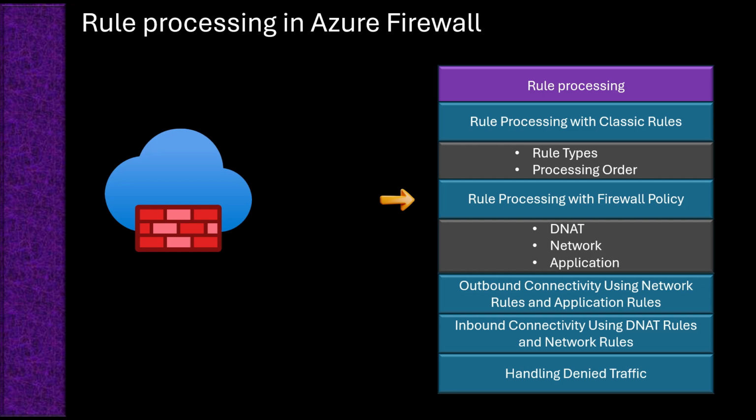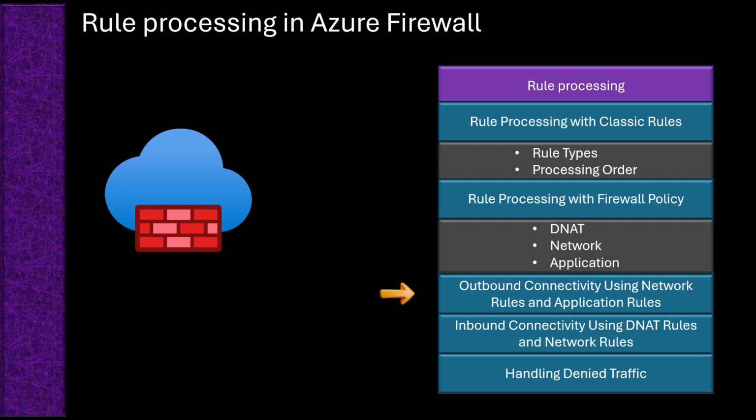If a firewall policy is inherited from a parent policy, the rule collection groups in the parent policy take precedence, regardless of the priority in the child policy. DNAT rules are processed first, network rules come next in priority, and application rules are processed last, after the network rules. This order ensures that network and DNAT rules handle basic connectivity, while application rules manage more specific, higher layer traffic.